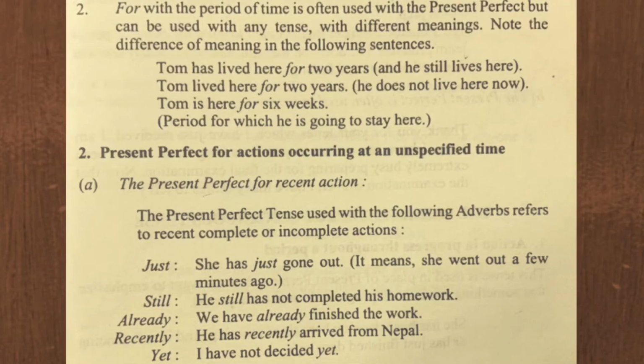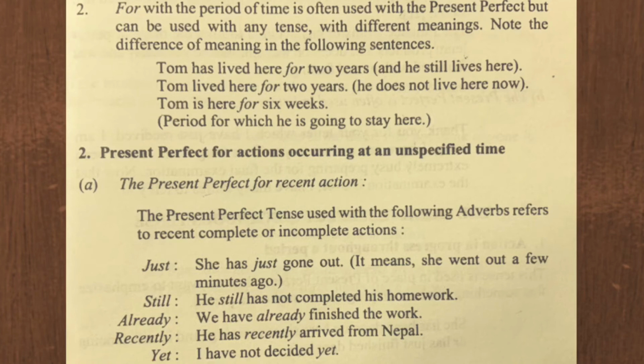An important note: for with the period of time is often used with the present perfect tense but can be used with any tense with different meanings. Note the difference of meaning in the following sentences. Tom has lived here for 2 years and he still lives here. Tom lived here for 2 years. He does not live here now. Tom is here for 6 weeks. It means the period for which he is going to stay here.